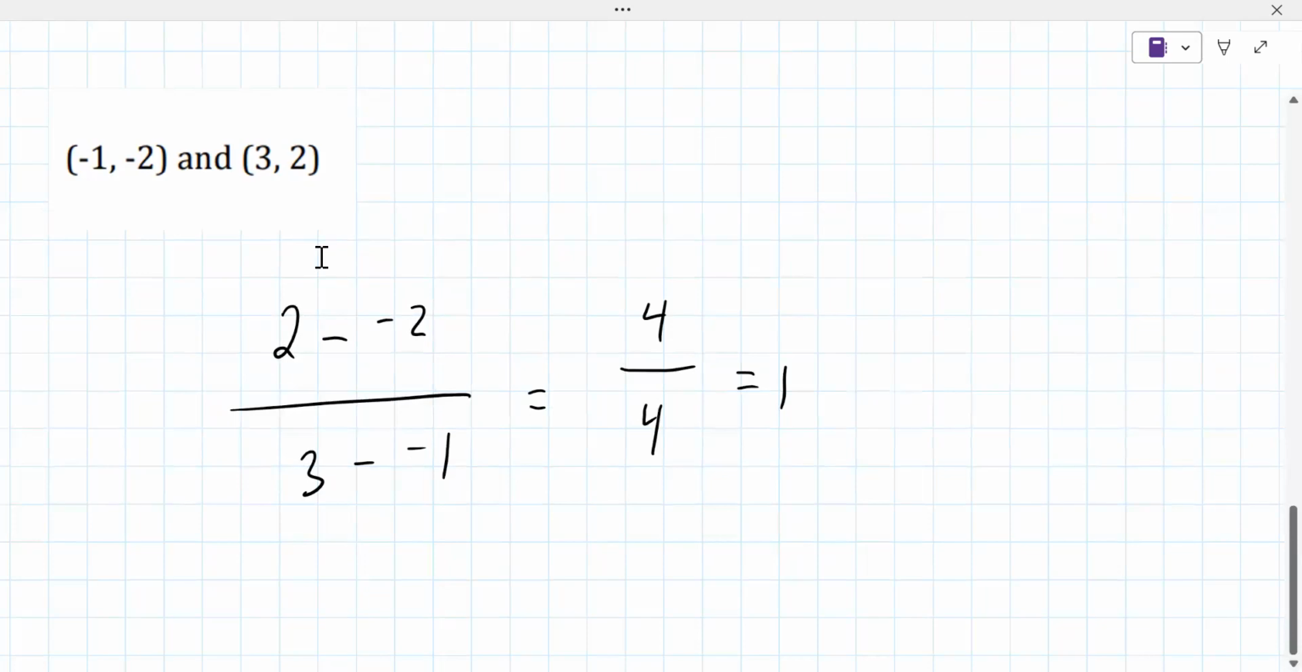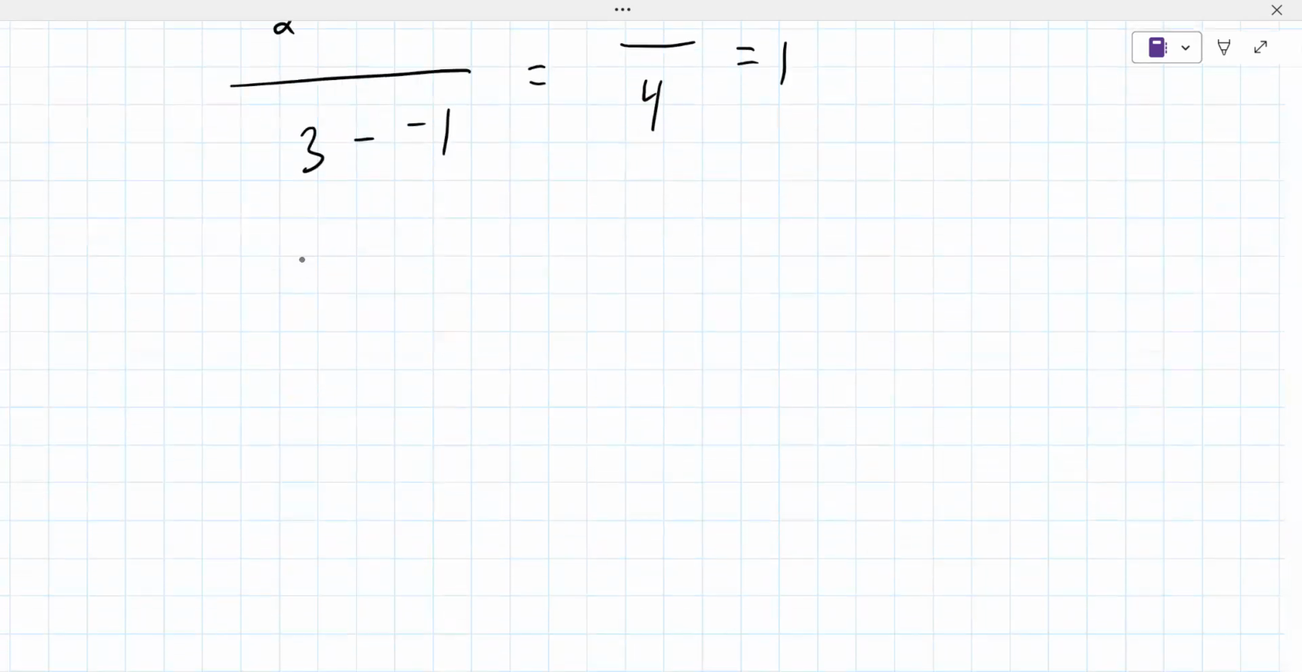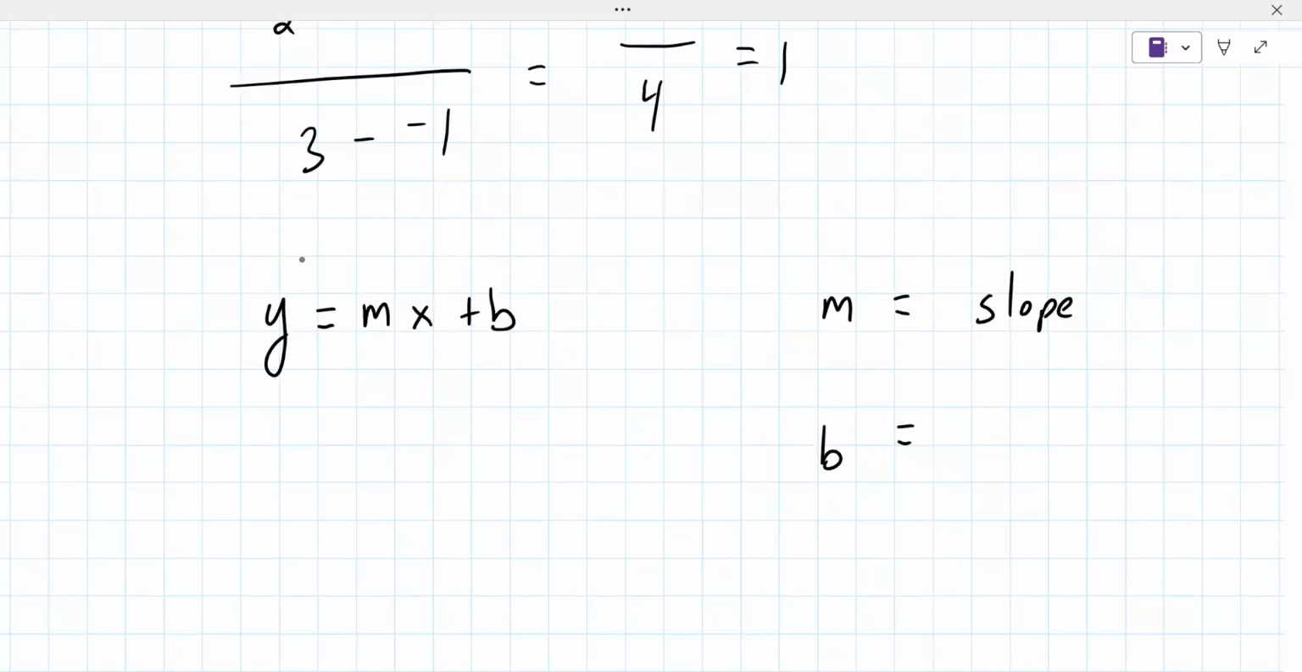Okay, so this is the next part of it. So after we calculate the slope, you probably have seen this before. There's this equation y equals mx plus b. Have you seen that before? Yeah. M is the slope and b is what's called the y-intercept. I have no idea why it's b, but that is what it is.